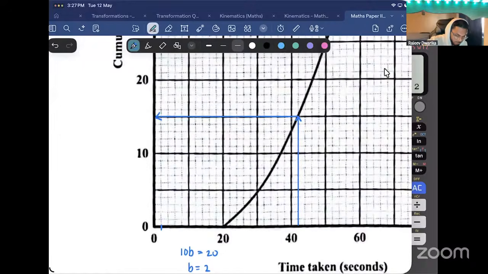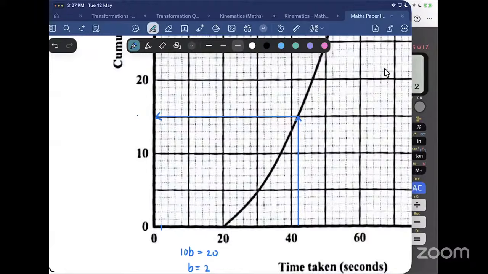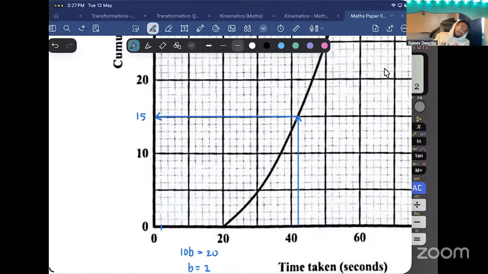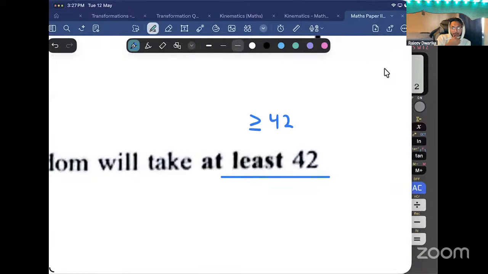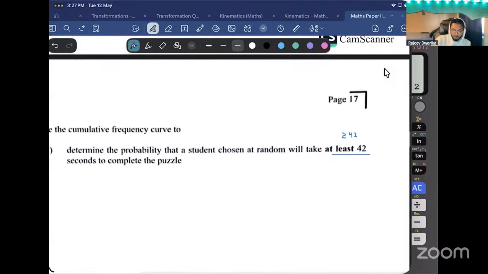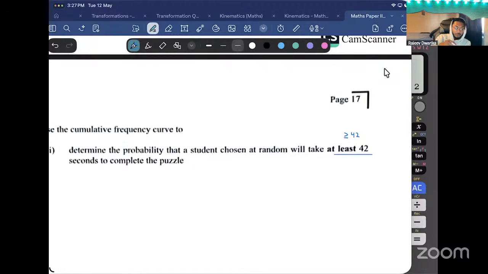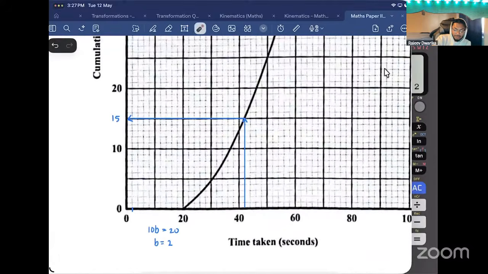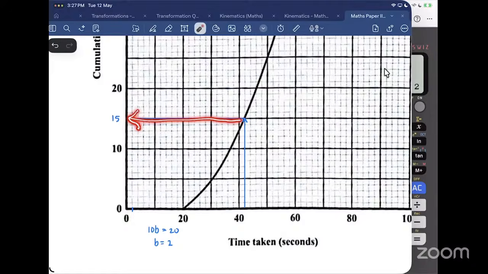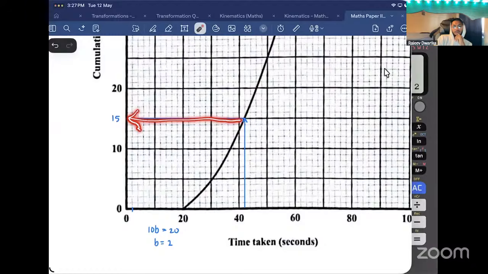And that's going to read off what? 15. Nikolai, I know you're tired. Let me explain something though. We want to figure out at least 42. So that means 42 or more. But you see with our cumulative frequency curve, you see this 15 here, Nikolai? That would tell you the amount of students that take 42. But we want to figure out more than or equal to.